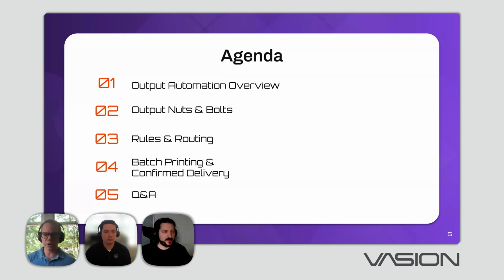We'll run through the nuts and bolts of how it all works. We'll discuss rules and routing and other game-changing features that differentiate printer logic by Vasion from its competition. And we'll end with a quick Q&A session, so feel free to ask any questions and share your comments and thoughts using the Q&A function.